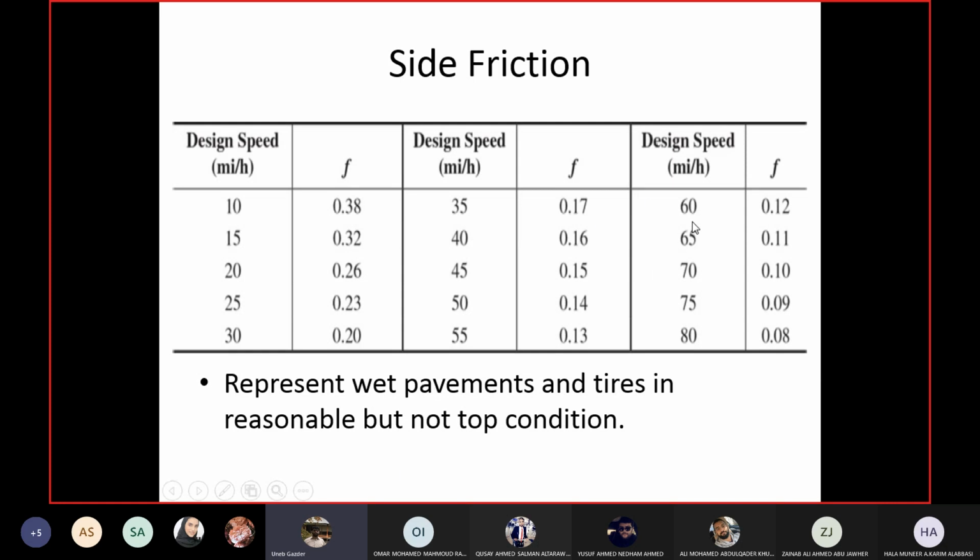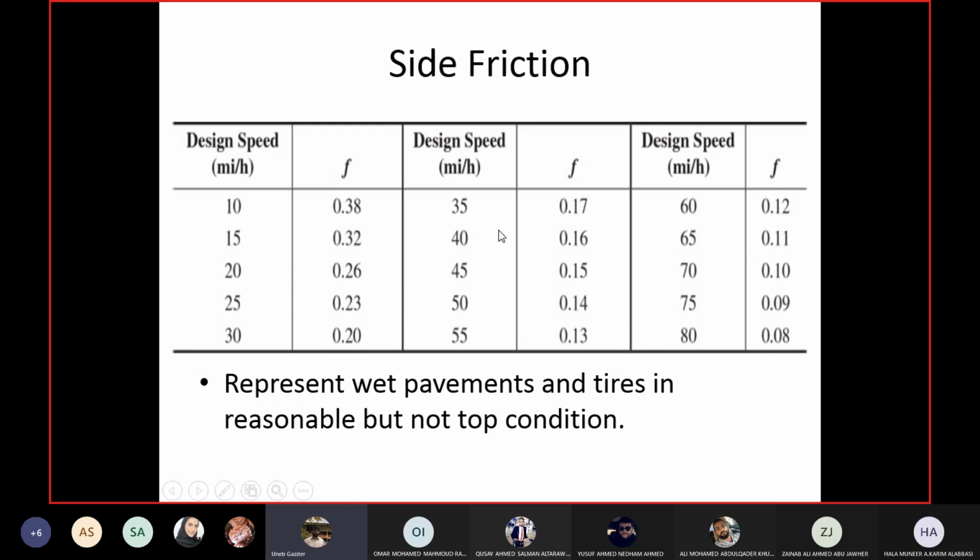If you have a speed which is between the given values, like 62, 63, or 51, something like this, you can do interpolation, or you should do interpolation to get the value of f. But if you look at the last four columns, the change in the value of f between the consecutive values, 0.17, 0.16, 0.15, is very small. They are very close to each other.